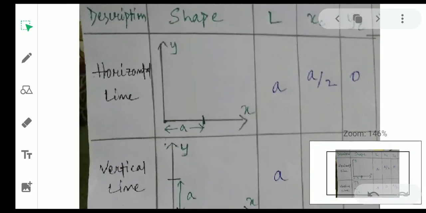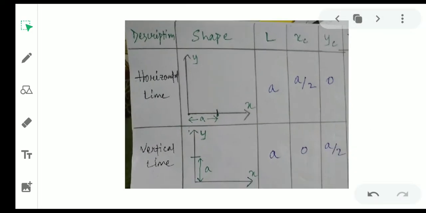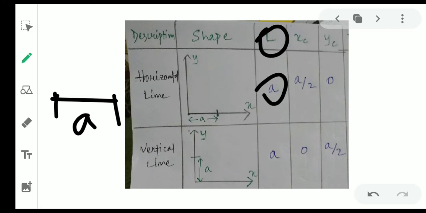In this part, as you can see, this is the description side. It is written as horizontal line. The shape is like this, a horizontal line. Let the length of the line be A, as already mentioned here. So the length is A. Then what will be the centroid?